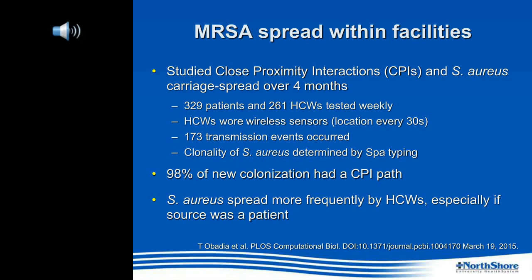They found during this transmission surveillance study in a nursing home, there were 173 transmission events, and they did find clonality. And what was interesting, when they looked at the whole nursing home, not just a given unit, 98% of the new colonization events had a close proximity intervention pathway, suggesting that actually spread was being done by healthcare workers.